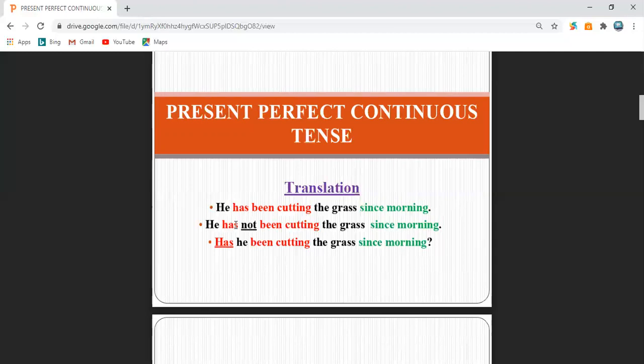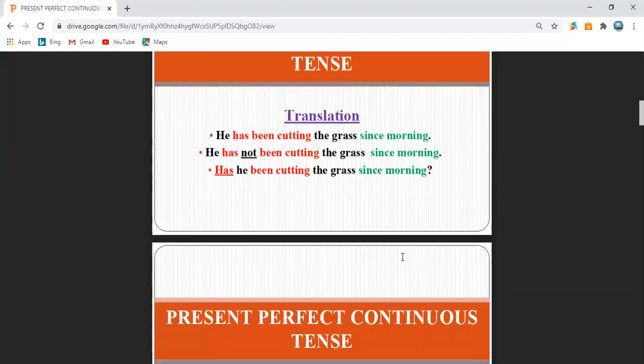Now look at the third question type sentence. How will its translation be? Has. This has is going to come at the start of the sentence. Okay, and this is how our question will be made. Has, and the rest of the sentence will be same. Look here. Has he been cutting the grass since morning? Okay. Now see how simpler it has become.